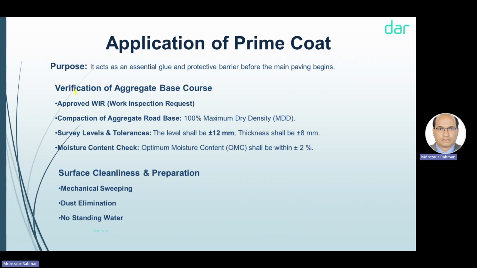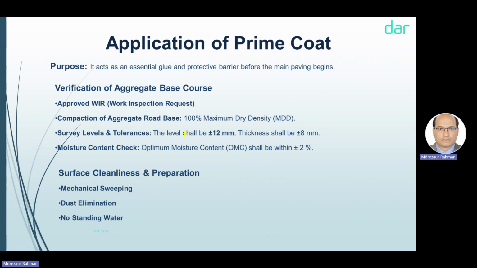Then verification. Before starting the prime coat, we have to ensure and verify the aggregate base course. How will we verify that? It must be approved by WIR. And we have to ensure that the compaction of the aggregate road base is 100%. Otherwise, we cannot proceed with the prime coat.